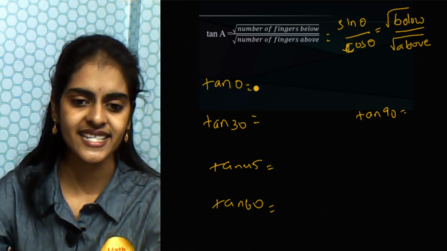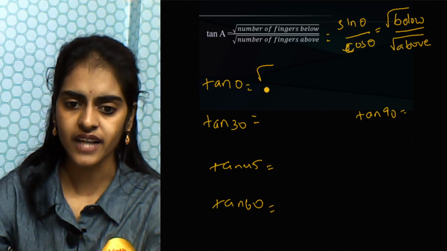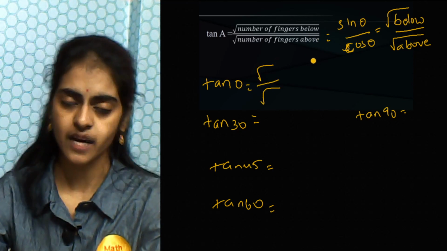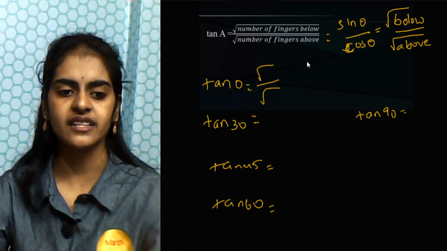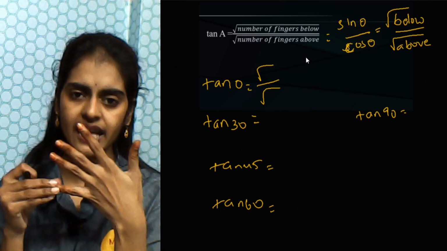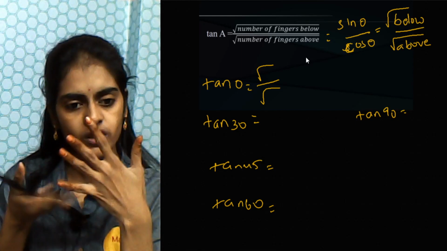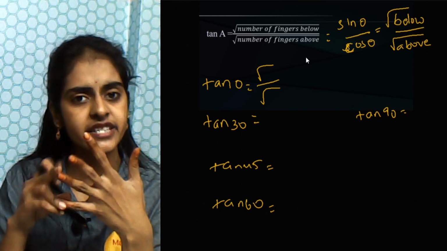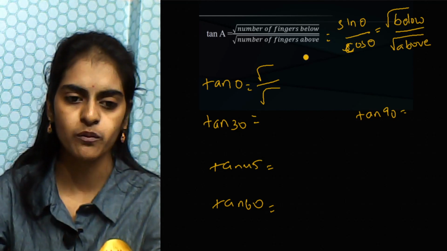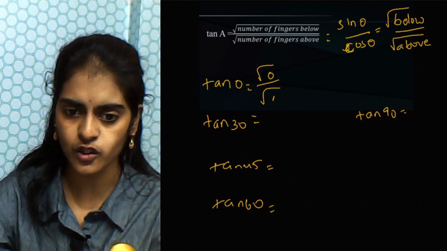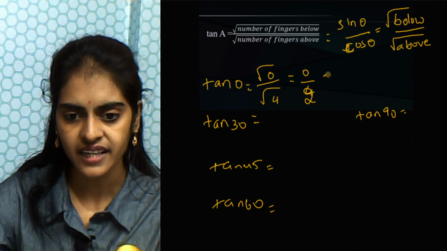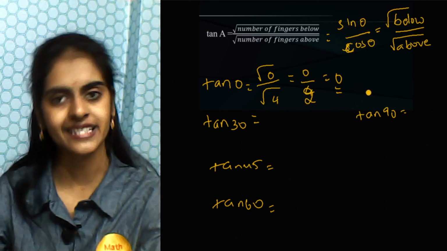So what is tan 0? You have to count under root these two things, number of fingers below by number of fingers above. Now this is 0. How many fingers are below 0? Below you have 0 fingers. How many fingers are above this 0? You have 4. But 0 divided by anything gives you what? It gives you 0. So tan 0 is 0.